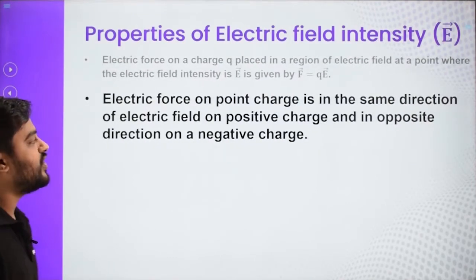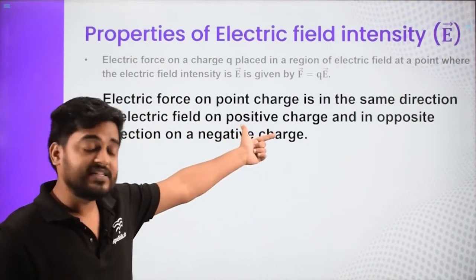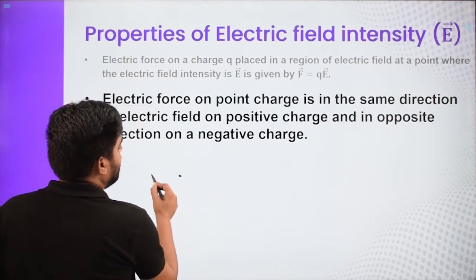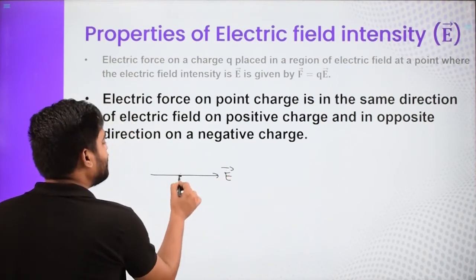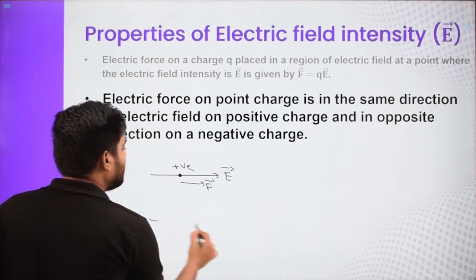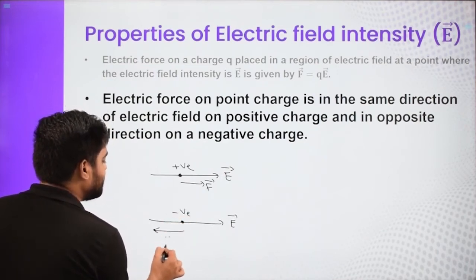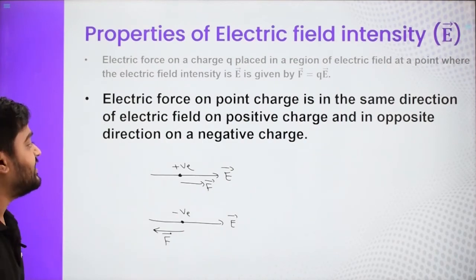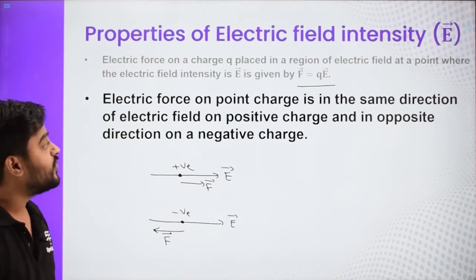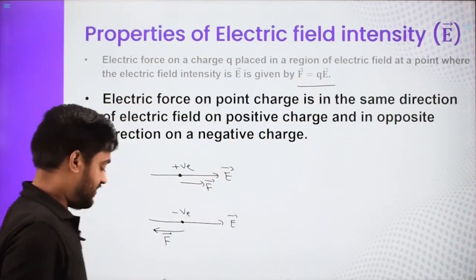Now next is electric force on a point charge. It is in the same direction if it is a positive charge, and it is in the opposite direction given that it is a negative charge. So at this point, if the electric field is in this direction and you put a positive charge over here, the force will be in the same direction. It's the reverse thing which we are doing. And then if this is the electric field intensity at this particular point and you put a negative point charge, then the force experienced will be in the opposite direction to that of the electric field intensity. So again, in this formula, F is equal to QE. If you put your Q with proper sign, if Q is positive, the direction of E and F is the same. If Q is negative, then the direction of F and E is opposite.